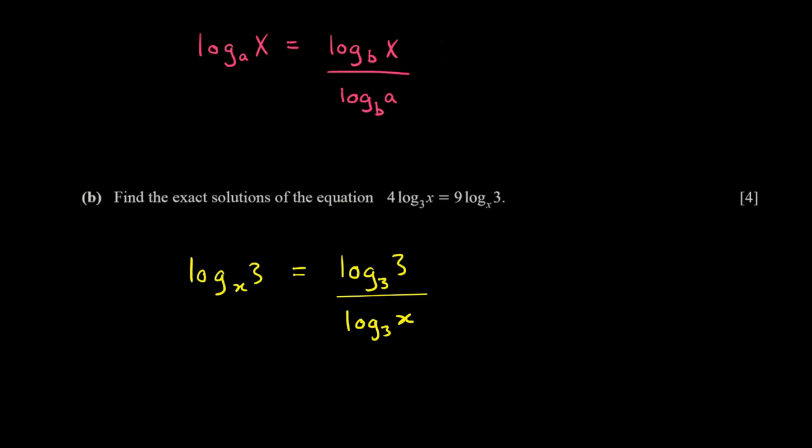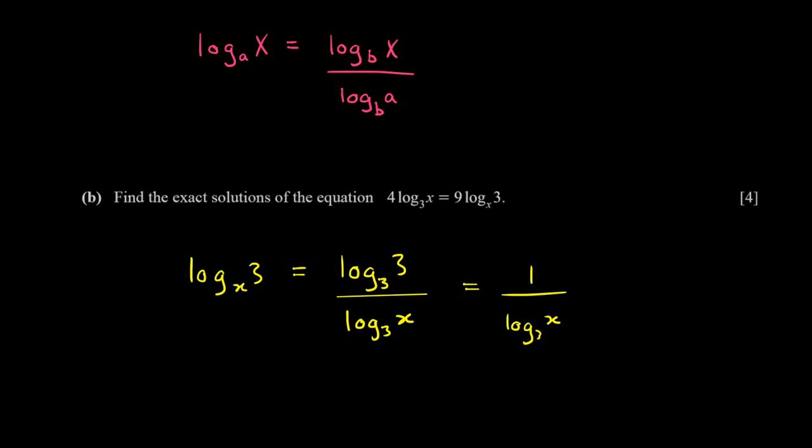If you're ever unsure, by the way, one of the ways you can remember is that on the right-hand side, the two bases must be the same, right? So I've got b and b here. The bases here must be the same, 3 and 3. Now, what is log base 3 of 3? Log base 3 of 3 is just 1. So this just gives us 1 over log base 3 of x.